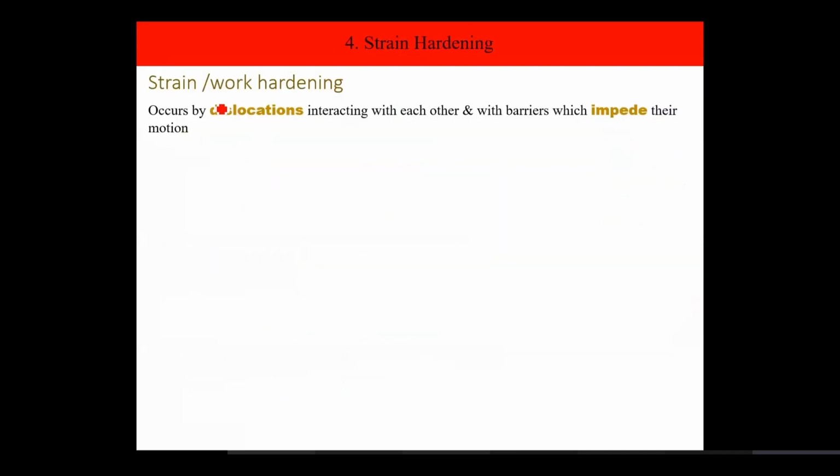Now, strain or work hardening occurs by dislocations interacting with each other and with barriers which impede their motion. So it's simple enough. They are getting entangled with one another and the barriers and making each other's motion difficult. Dislocation density increases with strain. This is basically the prime reason for strain hardening.